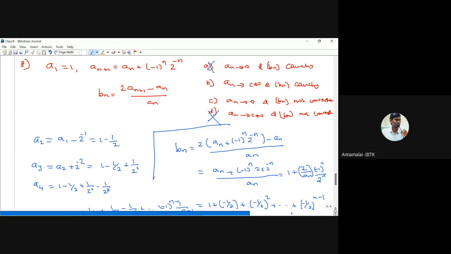So as n goes to infinity, this goes to where? Since the first term is a constant term, it converges to 1. Plus this an converges to 2 by 3, therefore 1 by an converges to 3 by 2. Anyway, this 1 by 2 power n converges to 0. Even if this goes to some non-zero number, this term goes to 0 because of 1 by 2 power n, therefore it converges to 1. Therefore this bn is a convergent sequence. But the third option says bn is not convergent, so it's not correct. Since it's a convergent sequence, and every convergent sequence is a Cauchy sequence in the real case, therefore bn is Cauchy, therefore the second one is correct.